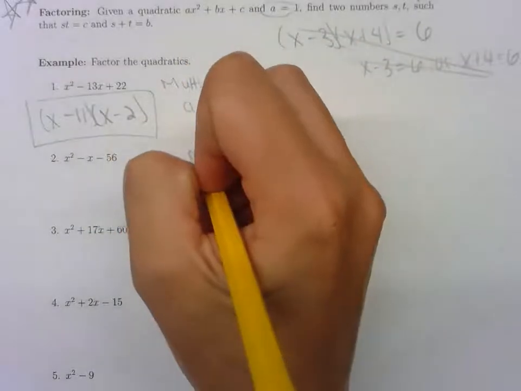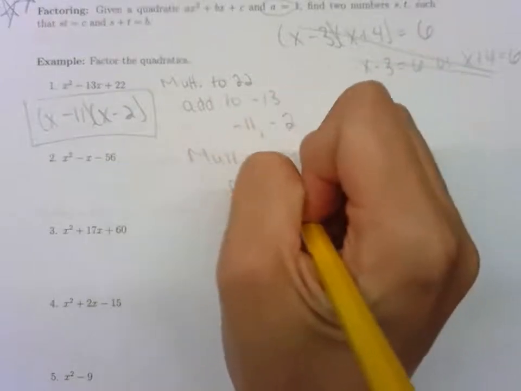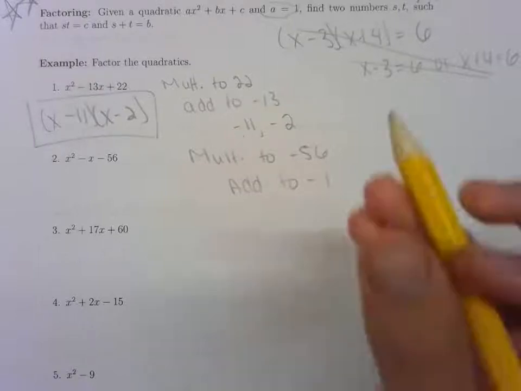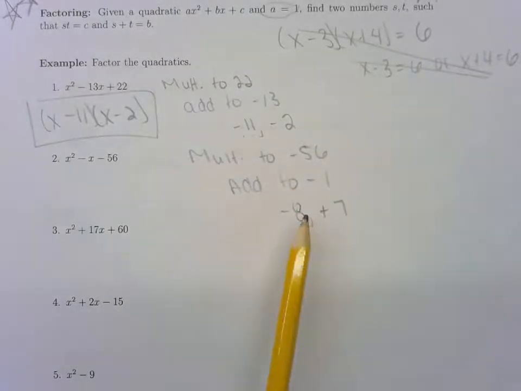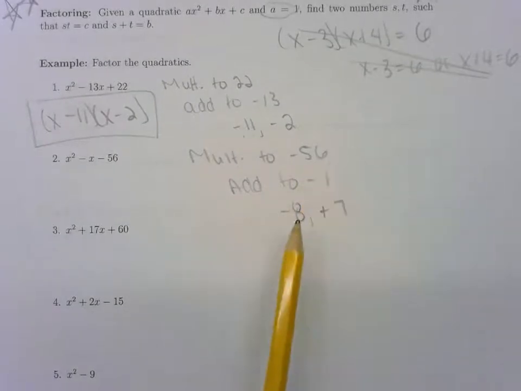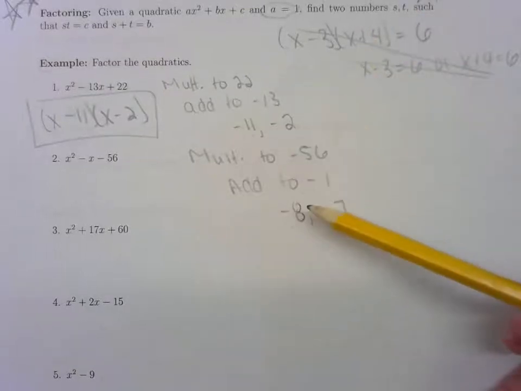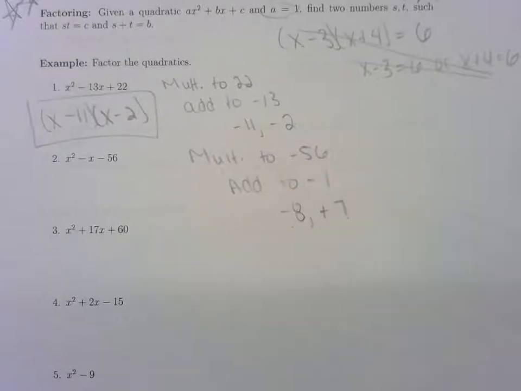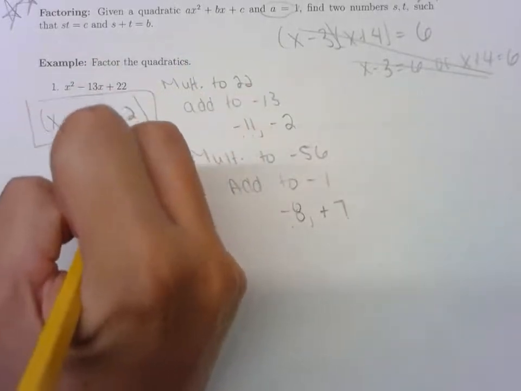Okay, so we're looking for two numbers that multiply to negative 56 and add to negative 1. I believe that would be negative 8 and positive 7. Okay, so negative 8 times 7 is negative 56. Negative 8 plus 7 is negative 1. Okay, so this may take some trial and error. You might have said minus 7 plus 8. Well, that would have added to plus 1. So you'll just have to check. So this would factor to x minus 8 times x plus 7.